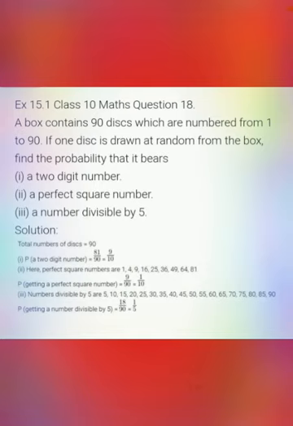Next, what is the probability of getting numbers divisible by 5? Divisible by 5 means all the multiples of 5: 5, 10, 15, 20, 30, 35, 40, 45, 50, 55, 60, 65, 70, 75, 80, 85, 90. 5 ones are 5, 5 twos are 10, like that, 5 eighteens are 90. So there are 18 multiples of 5 from 1 to 90. The favorable outcomes are 18, so the probability is 18 by 90. This can be simplified, as 18 ones are 18 and 18 fives are 90. So the probability is 1 by 5.